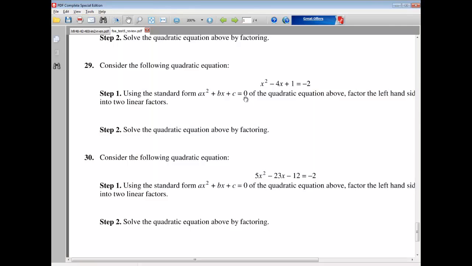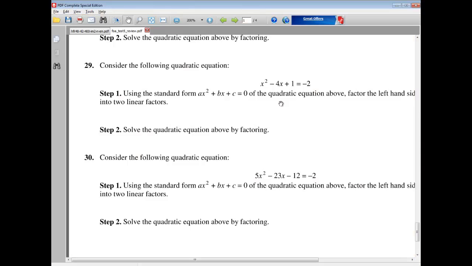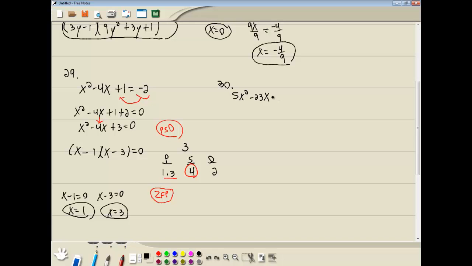Okay, number 30. Got 5x squared minus 23x minus 12 is equal to negative 2. Okay, we're going to be using the zero factor property, so we have to get everything over one side and 0 on the other. So I'll take negative 2 over, and we got 5x squared minus 23x minus 12 plus 2 equal to 0, which gives us 5x squared minus 23x, negative 12 plus 2 gives us negative 10, equal to 0.